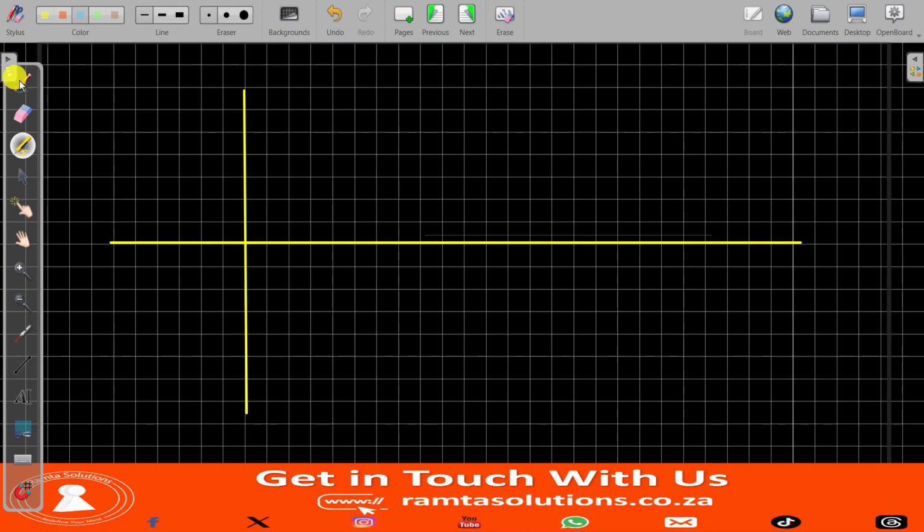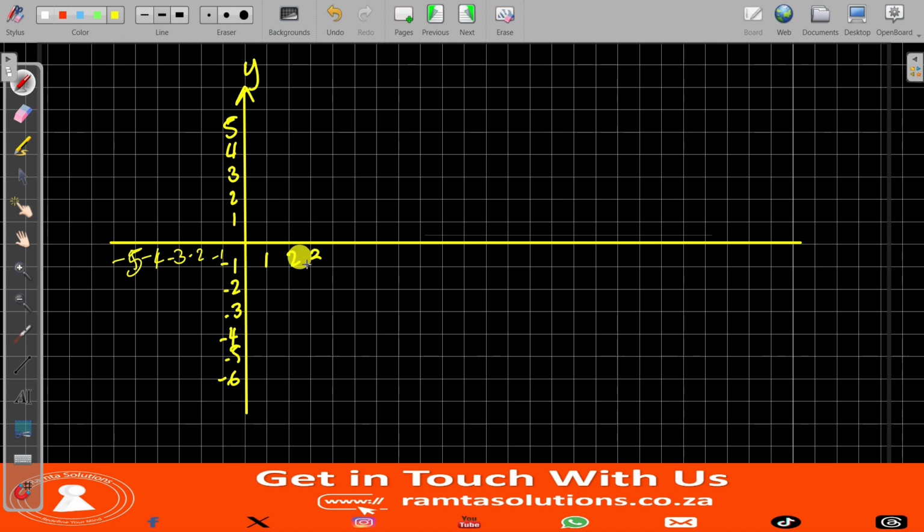Okay, so let's see. With the y values, 1, 2, 3, and the negatives: negative 1, negative 2, negative 3, negative 4, negative 5. Honestly, to get to negative 5 is not necessary. I should use a smaller font size. Now let me use a bigger one.